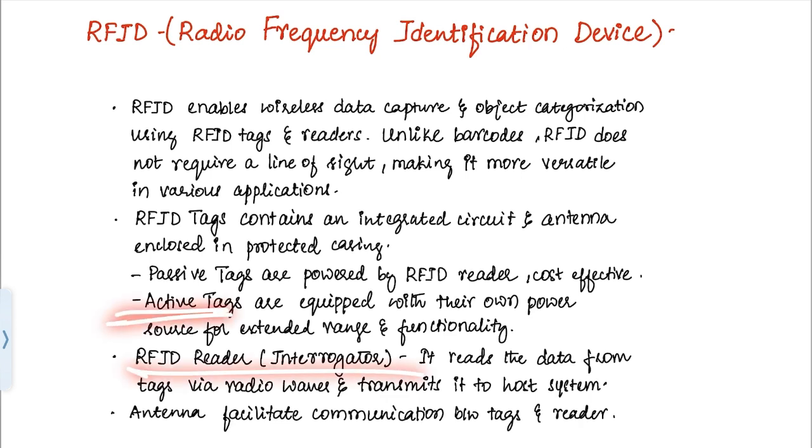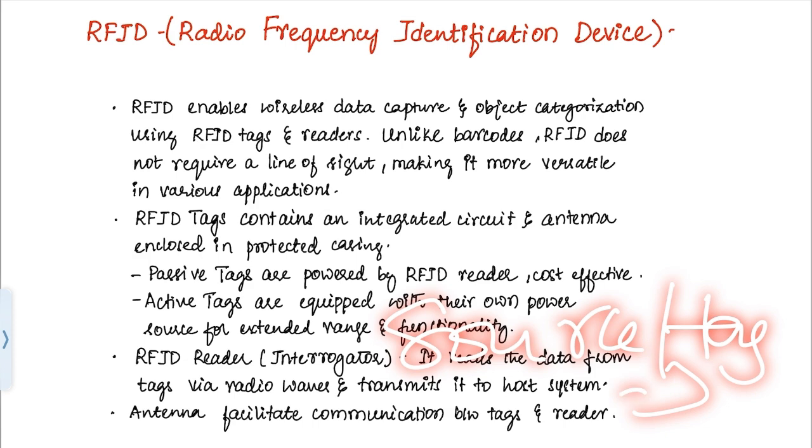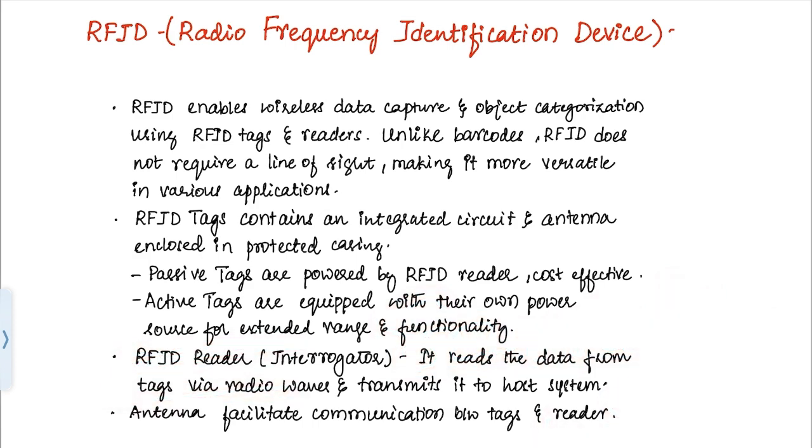Then the RFID reader, or interrogator. The RFID reader will read the data from the tags via radio waves. So we make use of radio waves to transfer the data from the source, or the tag, to the host system. That is done by making use of this RFID reader. Then we have the antenna, which will facilitate the communication between the tag and the reader.